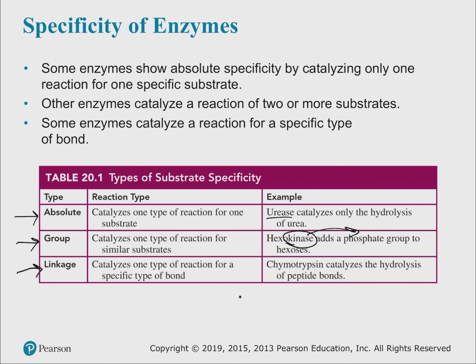And then there are linkage-specific enzymes, linkage specificity. It'll seek out certain types of bonds, and it doesn't matter what molecule has those bonds, it'll break them. An example of that is chymotrypsin. This is a digestive enzyme that breaks apart peptide bonds. Chymotrypsin specifically breaks the peptide bond after aromatic amino acids. So with any amino acid like tryptophan or phenylalanine, if they have an aromatic group in them, chymotrypsin recognizes that group and then breaks the peptide bond. So absolute, group, and linkage are the specificity types.